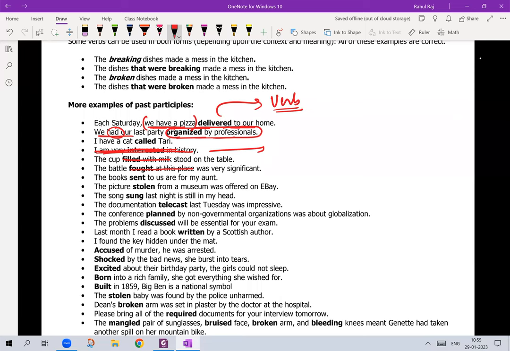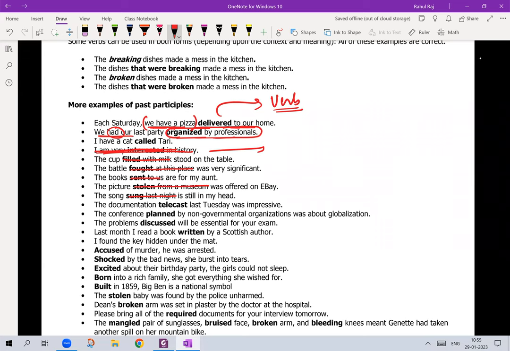The book sent to us are of my aunt. The book are of my aunt. "Sent to us" is crap. Is an adjective. The picture stolen from the museum was offered on eBay. "Stolen from the museum" is crap. Picture was offered on eBay. The song sung last night is still in my head. The song is still in my head.